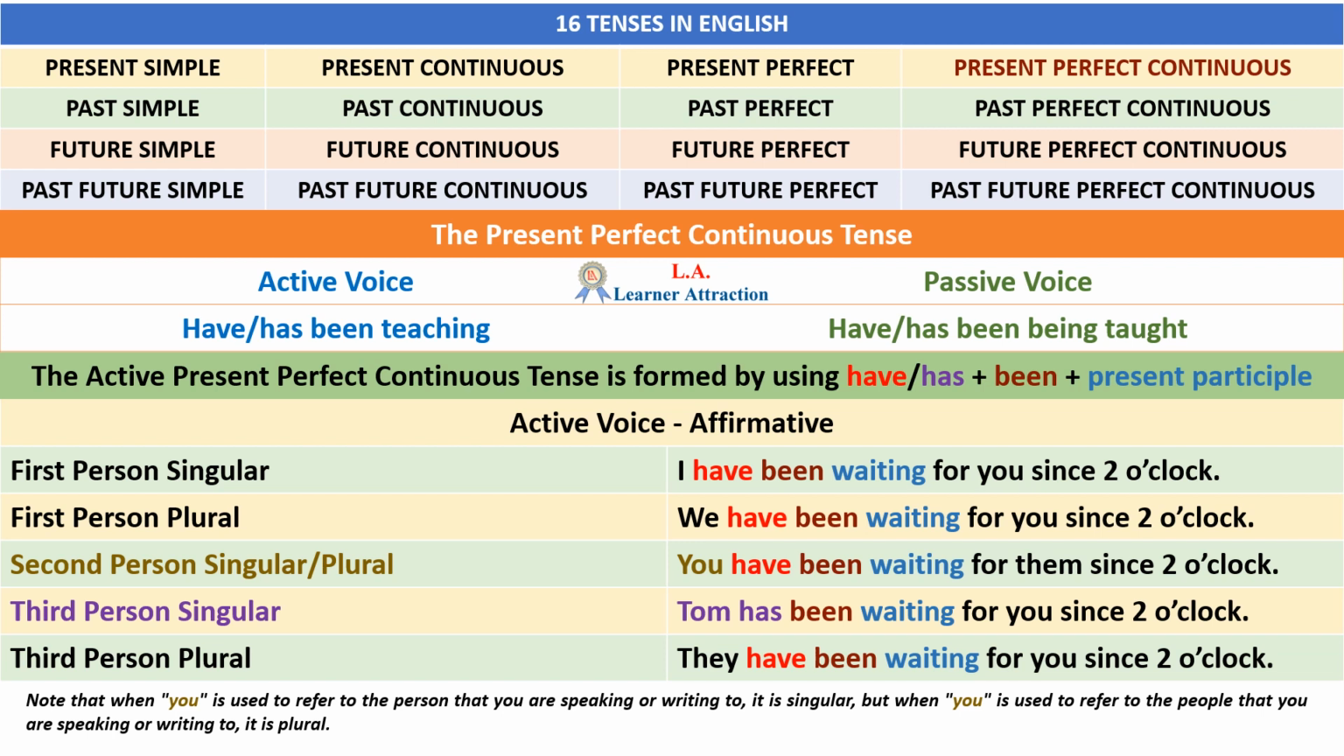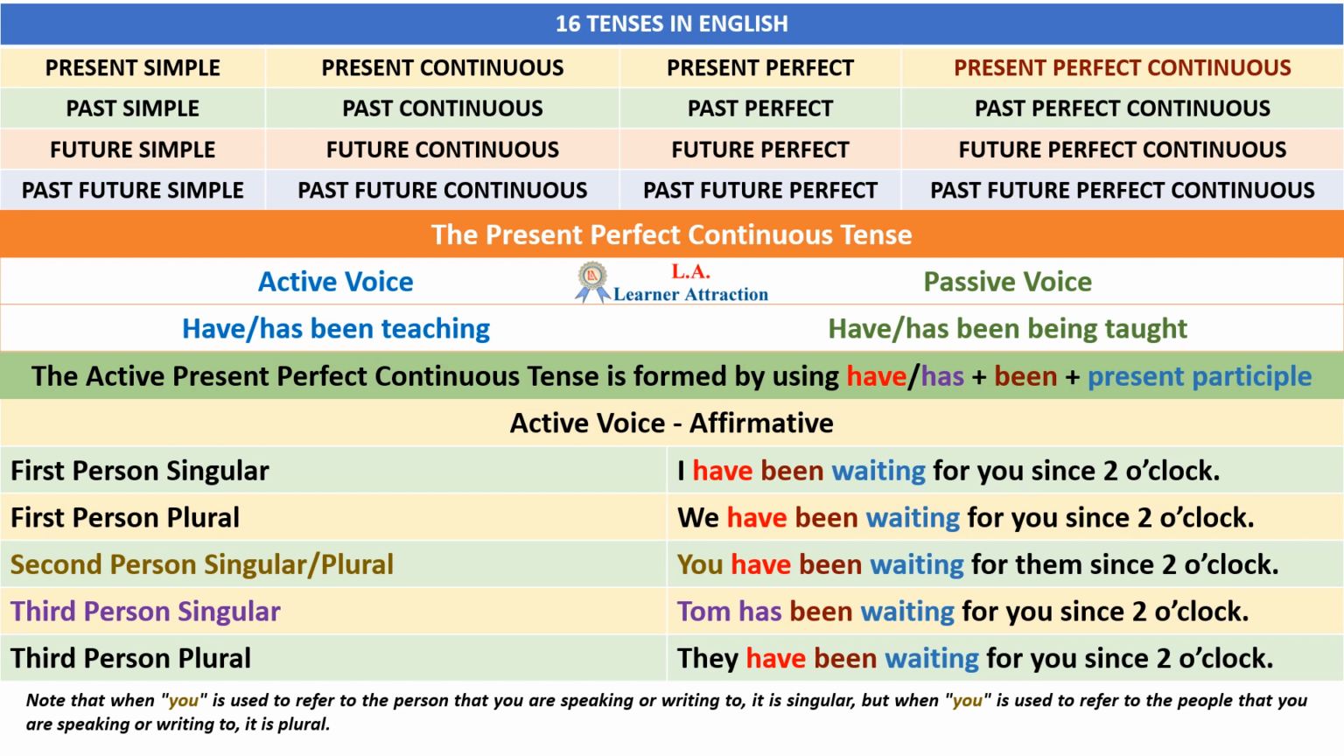The present perfect continuous tense. Active voice: have, or has, been teaching. Passive voice: have, or has, been being taught. The active present perfect continuous tense is formed by using have or has, plus been, plus present participle.